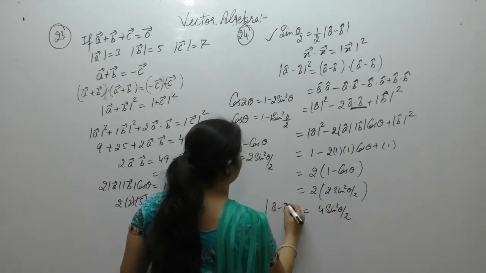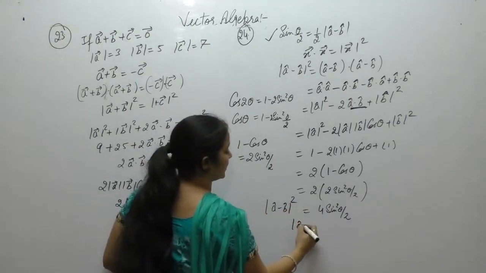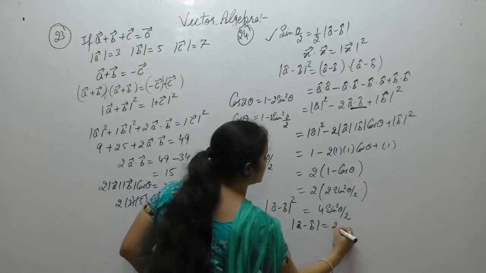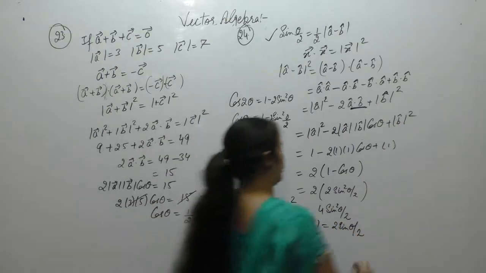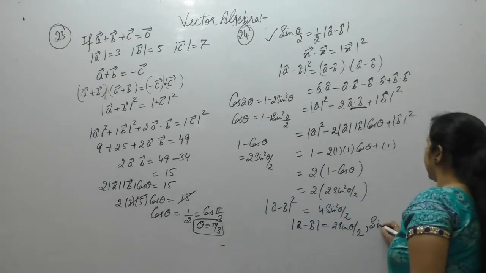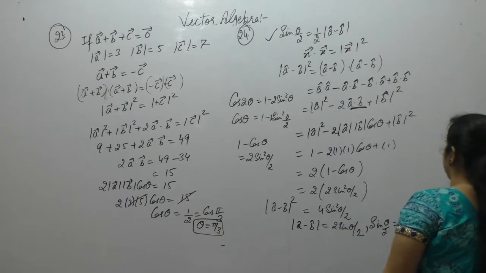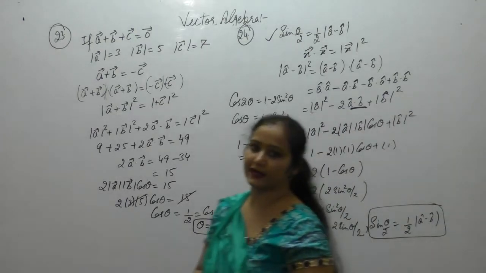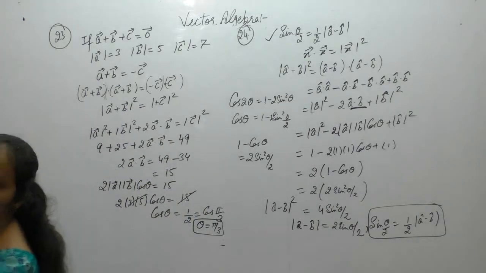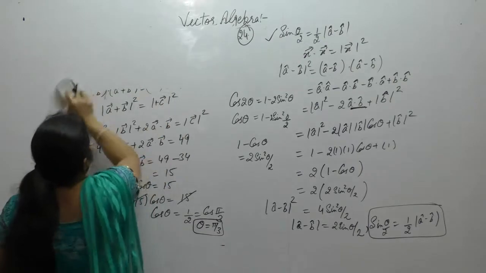A cap minus b cap square. From here we will remove the square, taking square root, then it becomes 2 sin theta by 2. Or we want to prove that sin theta by 2 is equal to, when 2 goes to the left hand side, 1 by 2 magnitude of a cap minus b cap. This is what we want to prove. Note it down.